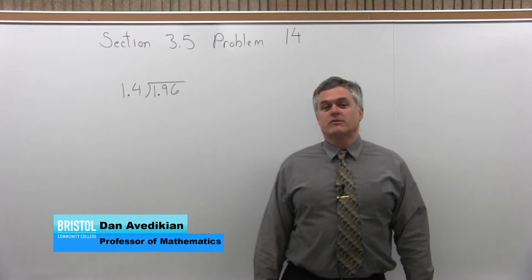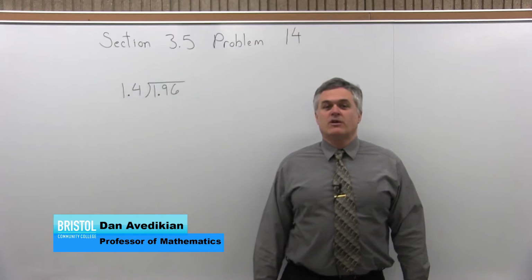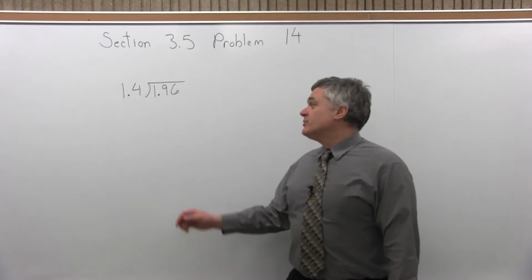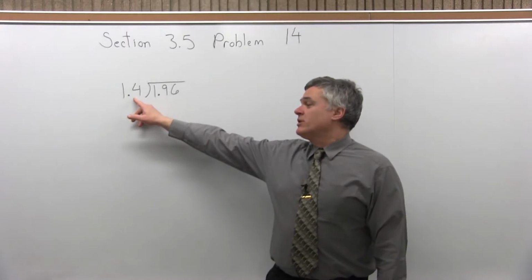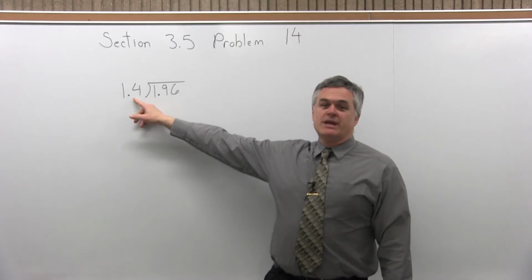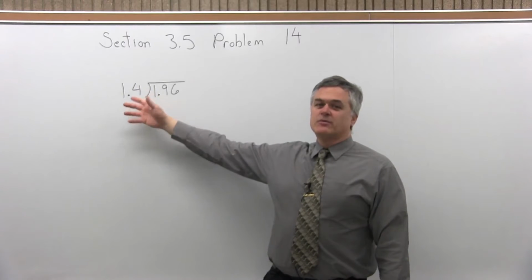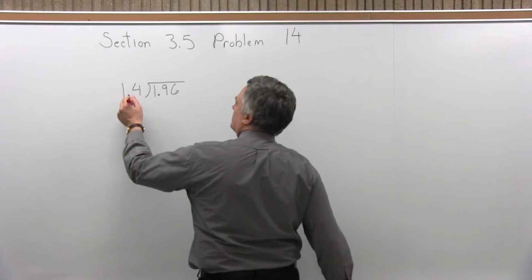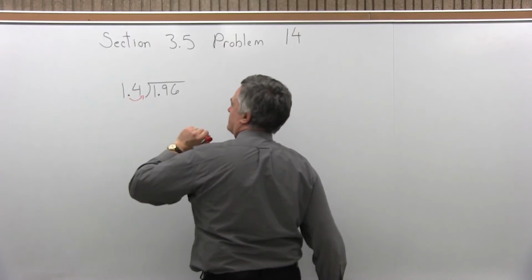This is Section 3.5, Problem 14. We have 1.4 divides into 1.96. So to do the division, the 1.4 in front of the division symbol has to be written as a 14. We have to move the decimal as far right as it can go. So to do that, it needs to be moved over one place.